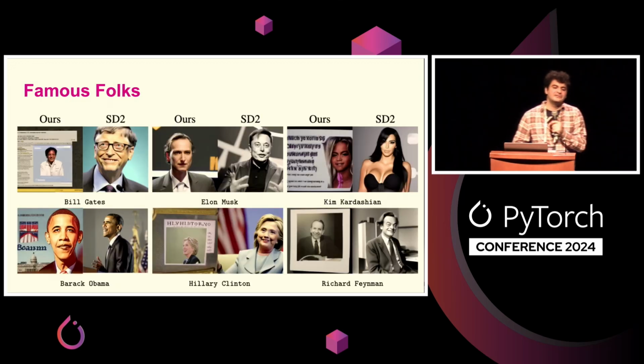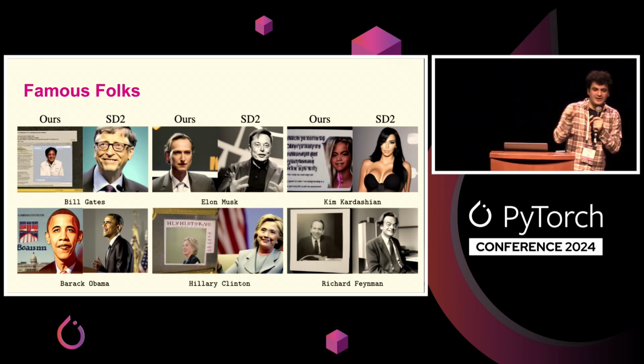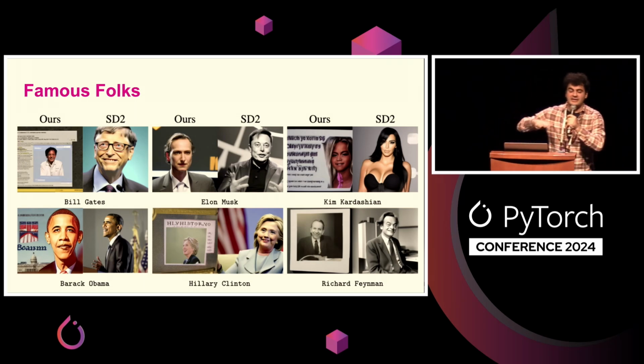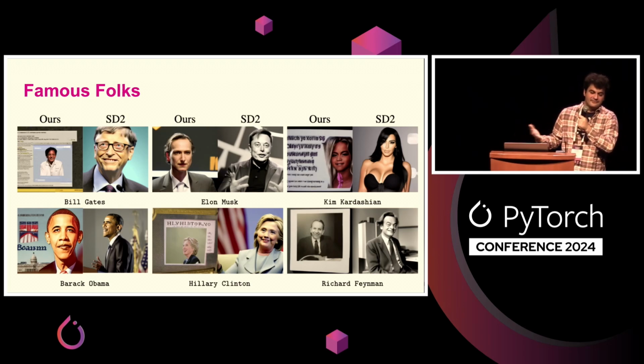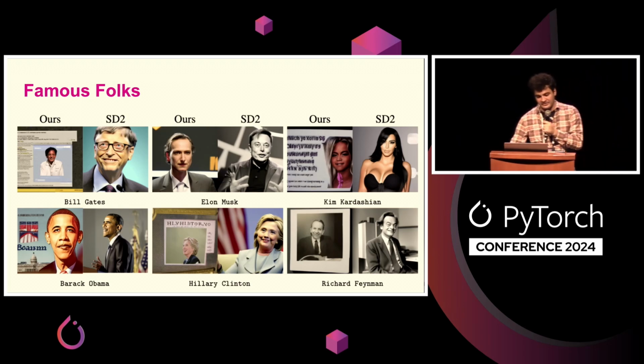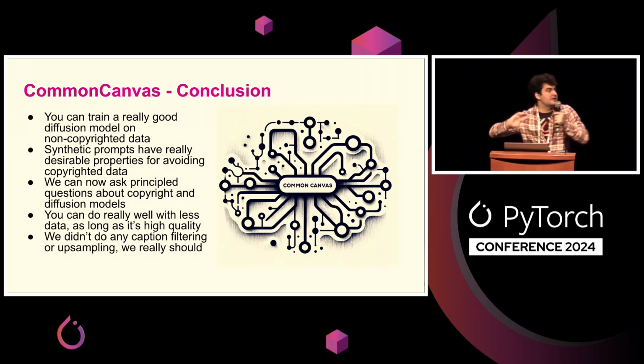And finally, because you're using a captioning model, it doesn't know individuals as well, and you kind of smooth out the edges of the distribution, which means it's actually hard to generate celebrities and create problematic deepfake content with just a text caption. So once again, you can train a really good model on non-copyrighted data. It's all open, public, and available on Hugging Face. Encourage you to check it out.